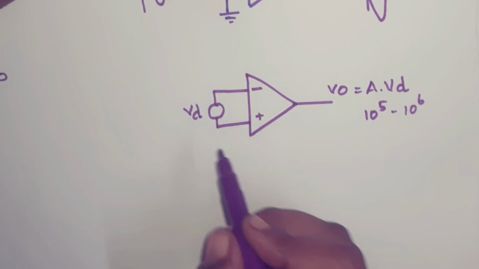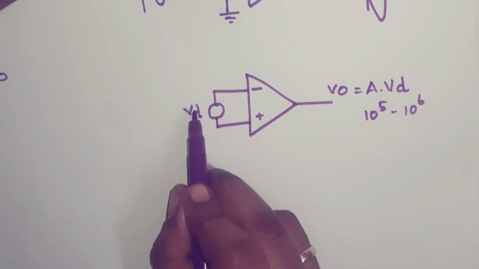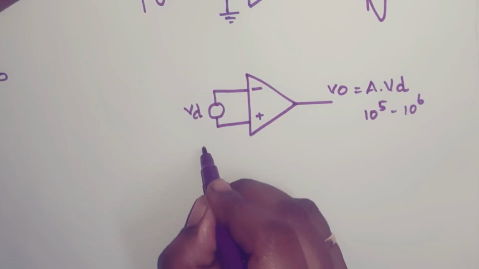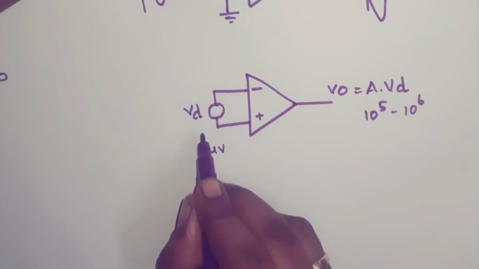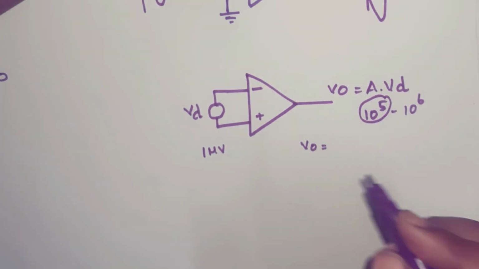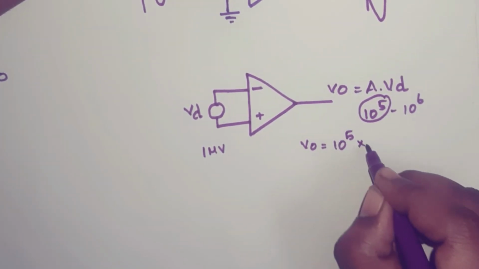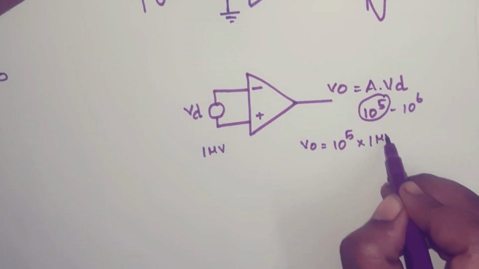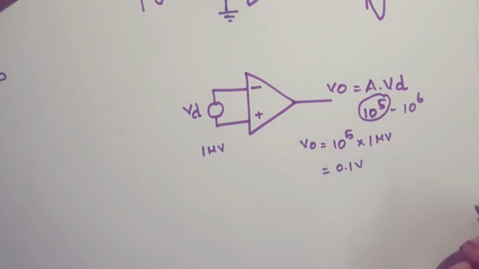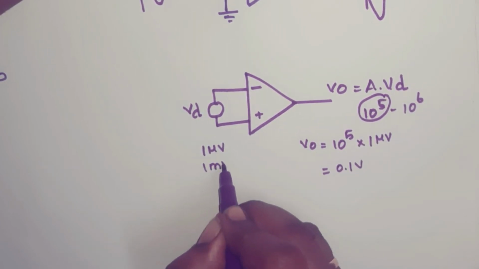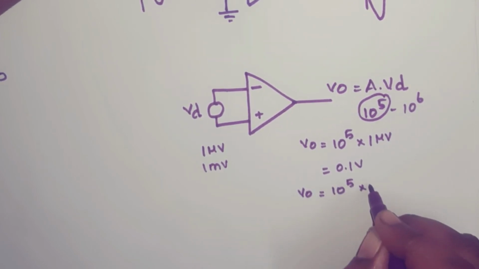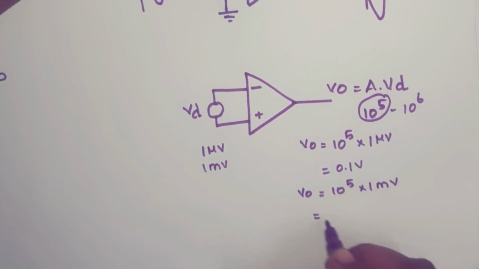Now what problem will come here? For a small value of this voltage, say I am giving input in millivolts or microvolts. If 1 microvolt is my input, what output will I get? If you take this gain as 10 power 5, then 10 power 5 into that VD value of 1 microvolt gives 0.1 volt. Similarly, if I give 1 millivolt, V0 is equal to 10 power 5 into 1 millivolt. So you get 100.